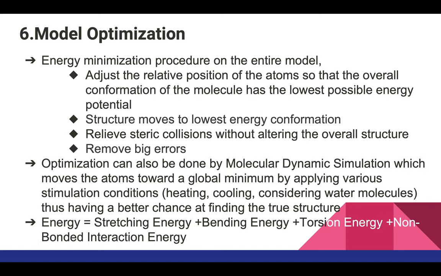The third one is to relieve steric collisions without altering the overall structure, which means for the nearby loops or twists and turns. And of course the last one would be to remove big errors, and this is usually done by algorithms from the tools being used, and they vary from one tool to another. Optimization can also be done by molecular dynamics simulation, which is what people normally do, usually after they have done homology modeling, they proceed with MD simulation.